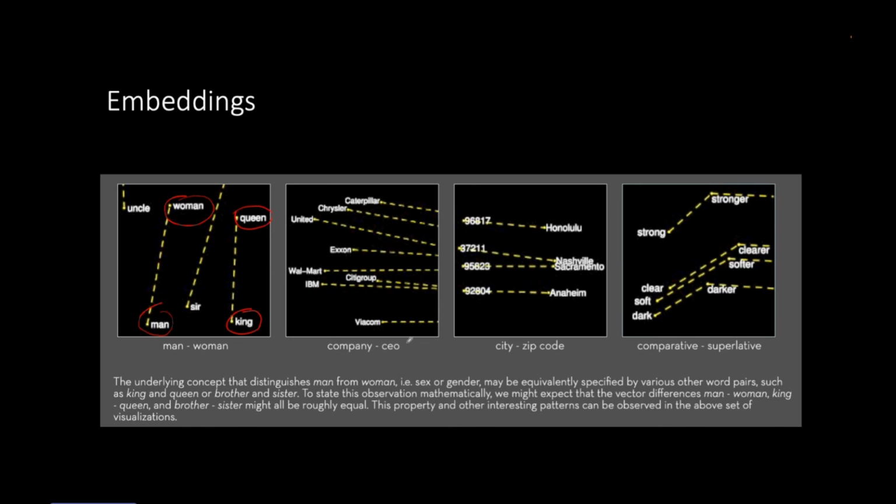Here they put the company CEOs for different companies grouped in different ways. Here another example is a group that seems to have the same structure for zip codes and cities. And here the relationships between words like strong and stronger, clear and clearer, soft and softer, dark and darker. The relationship seems to be similar as well. So it looks like the underlying model is learning something about the vocabulary and not just giving you random numbers. So that's all that they are trying to show here with these structures.